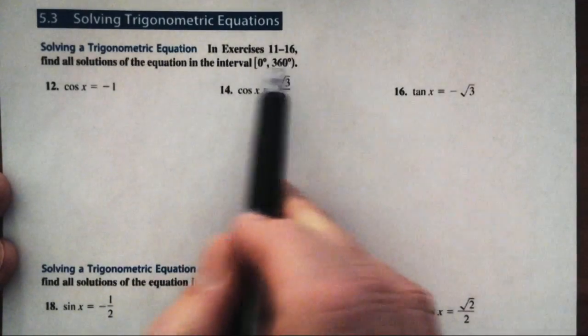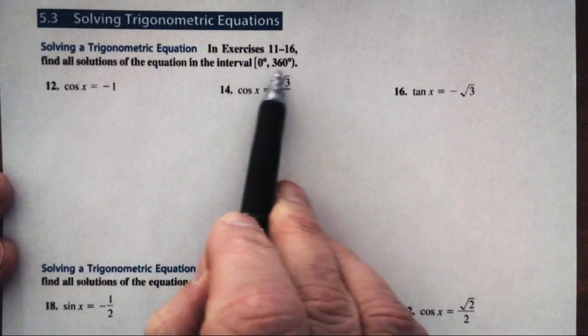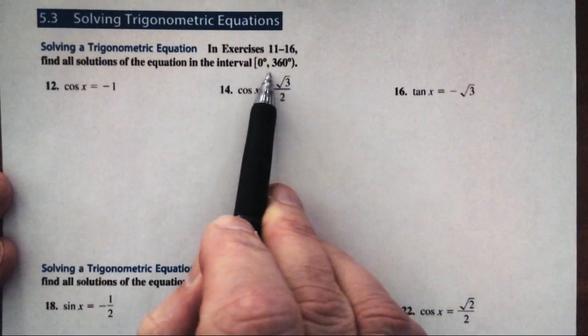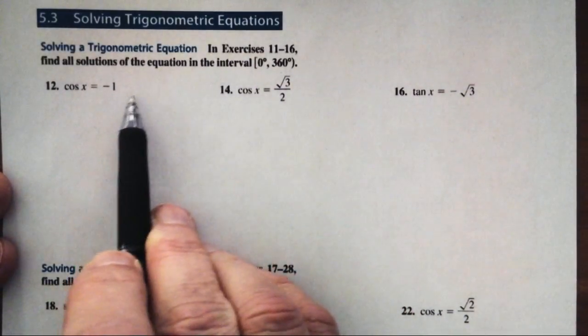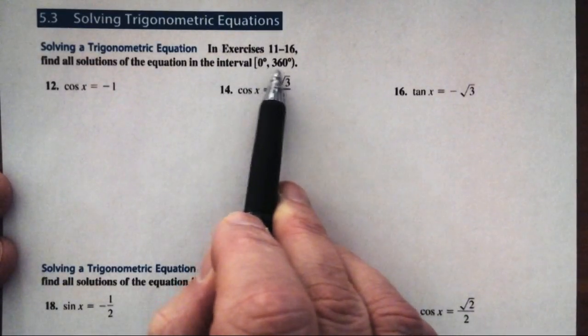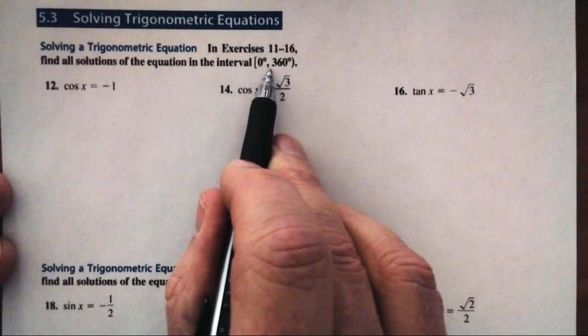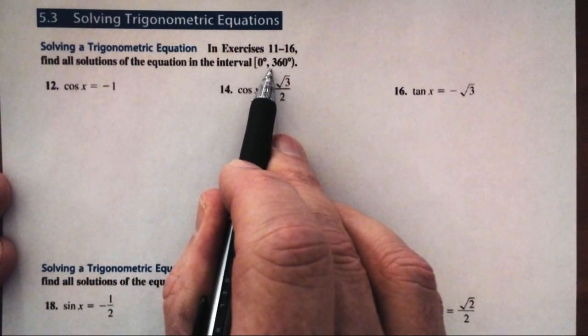In exercises 11 through 16, find all solutions of the equation in the interval. This is going to be a biggie for us, whether we're in degrees or radians, or whether we want all possible solutions or just one revolution's worth. We have to read the end of the instructions really carefully here. In this case, we're in degrees, but only 0 to 360.